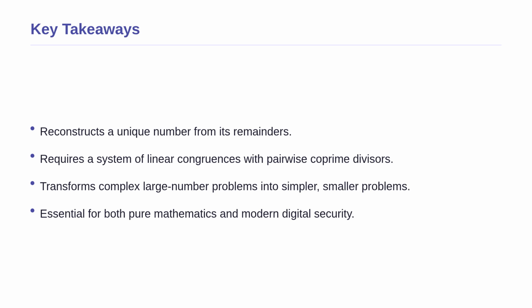Let us review the key takeaways from today's lecture. The Chinese remainder theorem is a powerful method that allows us to reconstruct a unique original number perfectly from a set of its remainders. To use it, we must have a system of linear congruences where all the divisors are pairwise coprime.